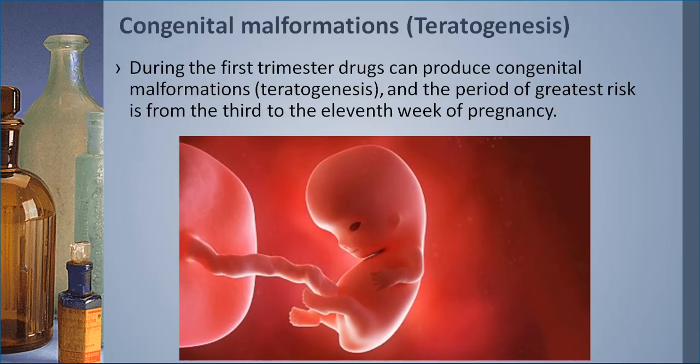The first problem medicines can cause to the unborn child or the fetus is something we call congenital malformations, or sometimes we call it teratogenesis. Okay, teratogenesis. So if we say a medicine is teratogenic, okay, then it means that the medicine can cause a deformation, a malformation, okay, of the fetus in the womb of the mom. Now, during the first trimester, drugs can produce congenital malformation or teratogenesis, and the period of greater risk is from the 3rd to the 11th week of pregnancy.